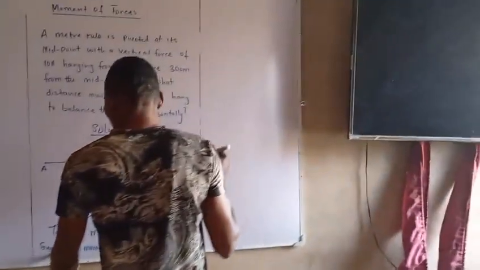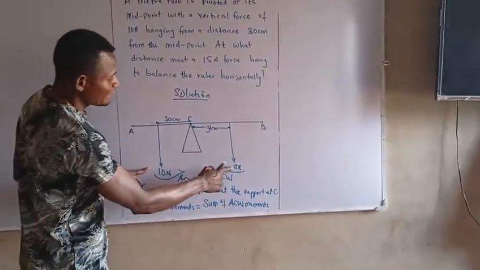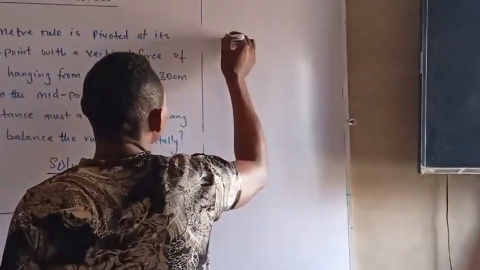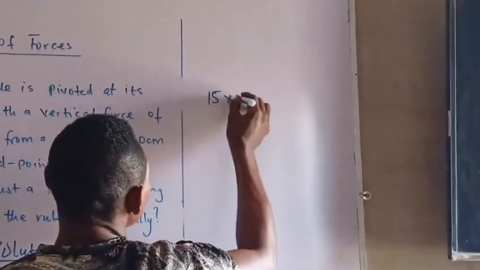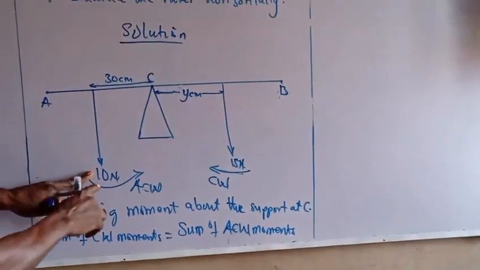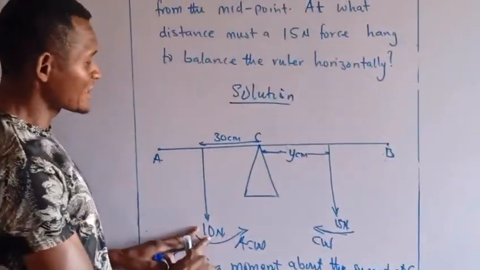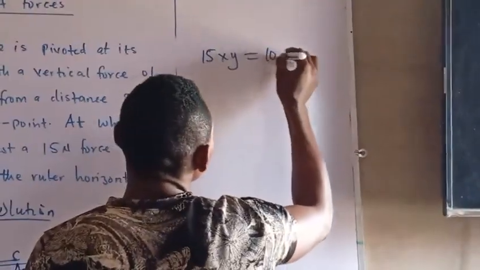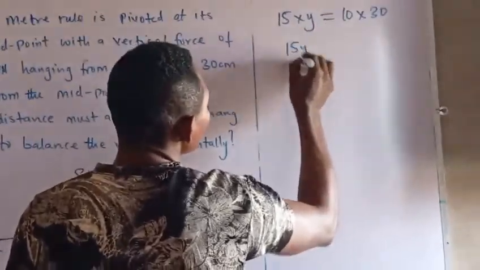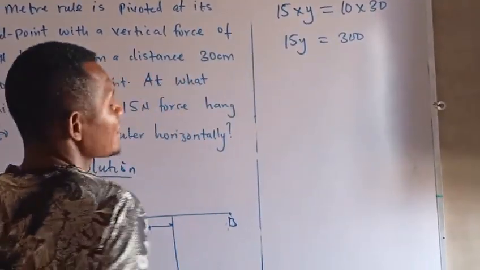Now, from the sum of clockwise moments equal to the sum of anti-clockwise moments, the clockwise moment is 15 times the distance, which is y. So I can have 15 Newton times y is equal to the anti-clockwise moment, which is 10 Newton, and the distance to the support is 30 cm. That is the perpendicular distance, while the force is 10 Newton. So I can have 10 times 30. So 15 times y gives us 15y is equal to 300, since 10 times 30 gives us 300.